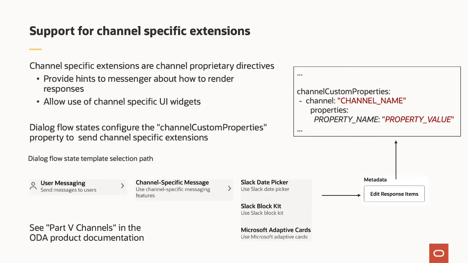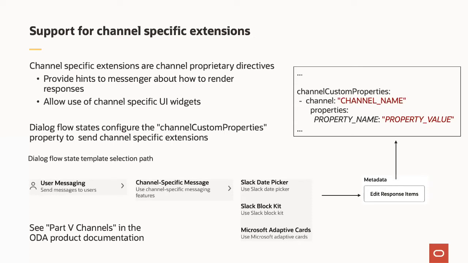So if you're on the YAML editor, then on the system common response component, you will have a property, channel custom properties, that you set. You define the channel property, which is the name of the channel, like Facebook, Slack, MS Teams, web. Is it Oracle Web? No, it's just web, and Android and all this kind of things. So you identify the channel, and then you have properties that will have key value pairs.